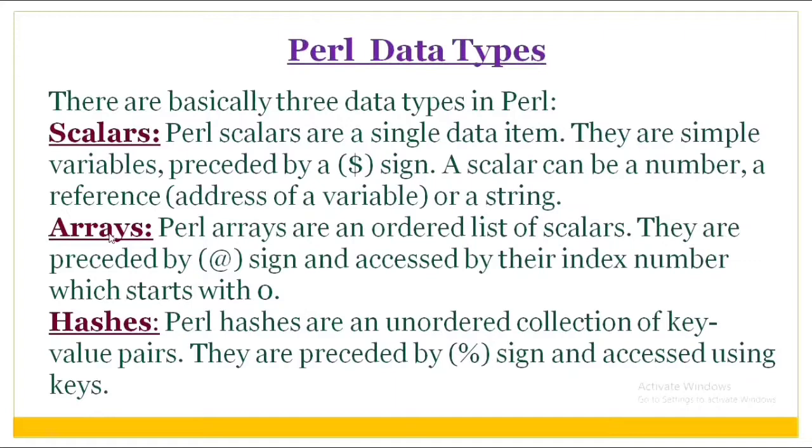Perl arrays are an ordered list of scalars. They are preceded by the @ sign and accessed by their index number which starts with 0. In array declaration, the starting index is 0, and the @ symbol is used. Next, hashes. Perl hashes are an unordered collection of key value pairs. They are preceded by the modulo sign and accessed using keys. So these are the Perl data types.